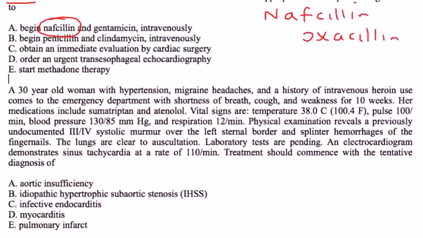Next question is a 30-year-old woman with hypertension, migraines, history of IV heroin use, comes to the ED with shortness of breath, cough, and weakness for 10 weeks. Her medications include sumatriptan and atenolol. Blood pressure is 130/85, respirations are 12. Physical exam reveals a previously undocumented systolic murmur, grade 3 to 4, over the left sternal border, and splinter hemorrhages of the fingernails. Lungs are clear, lab tests are pending, electrocardiogram demonstrates sinus tach. Treatment should commence with the tentative diagnosis of.